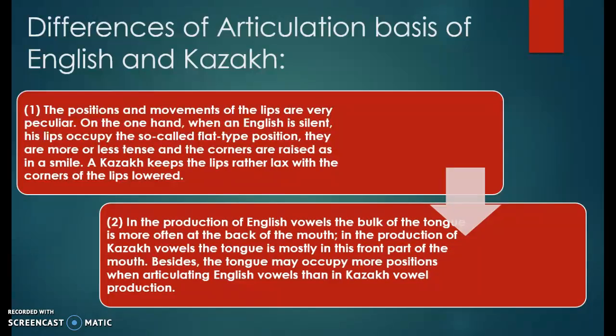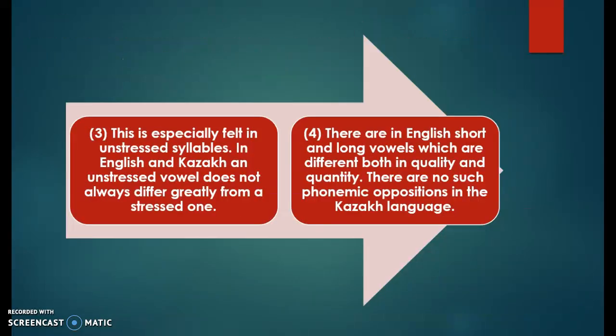The second, in the production of English vowels, the bulk of the tongue is more often at the back of the mouth. In the production of Kazakh vowels, the tongue is mostly in the front part of the mouth. Besides, the tongue may occupy more positions when articulating English vowels than in Kazakh vowel production.